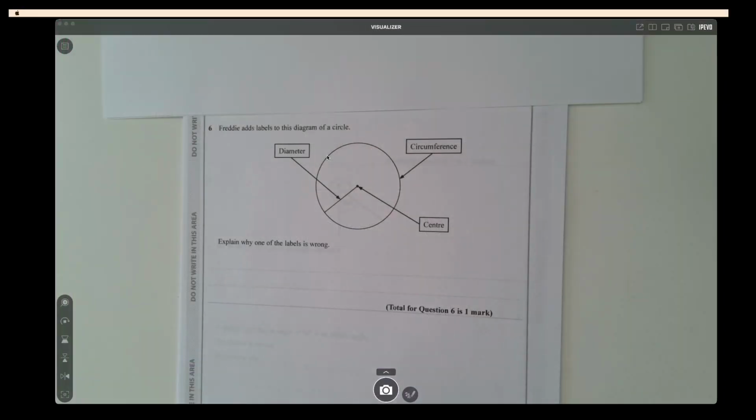Freddie adds labels to this diagram of a circle. So we have a circle and Freddie has labelled what he believes to be the diameter, the circumference and the centre. Explain why one of the labels is wrong.